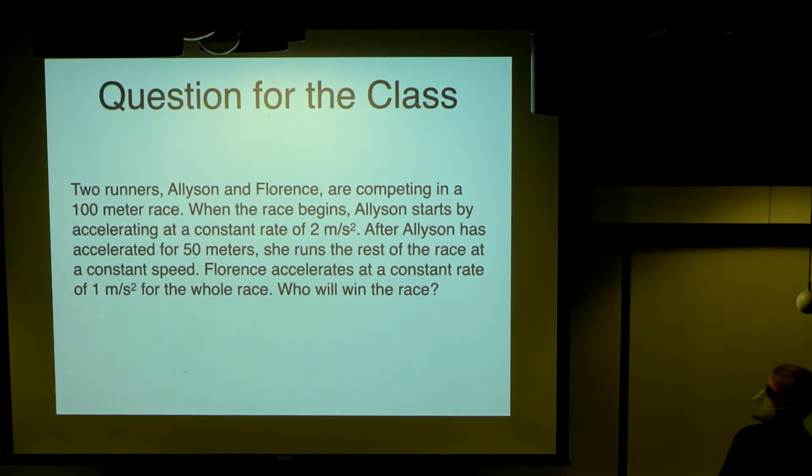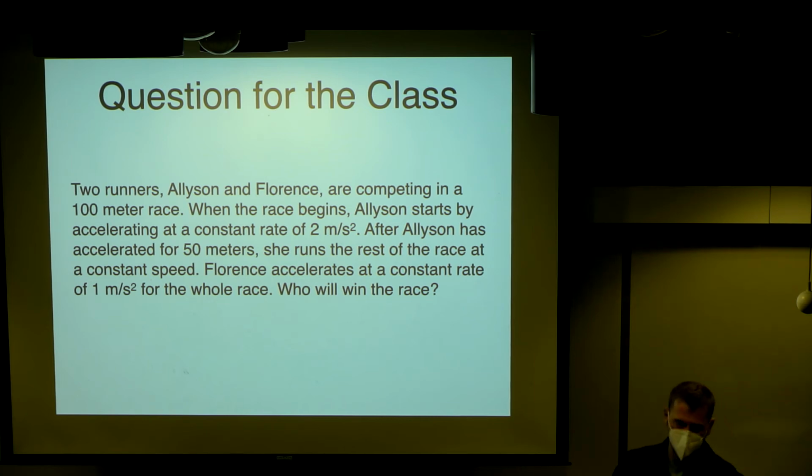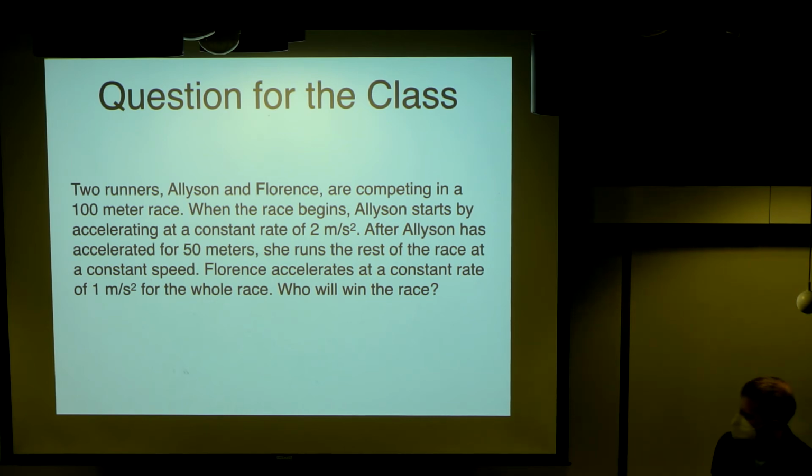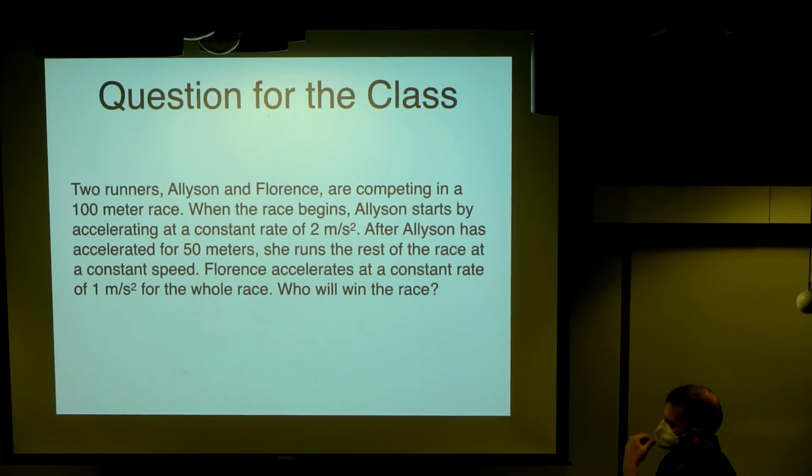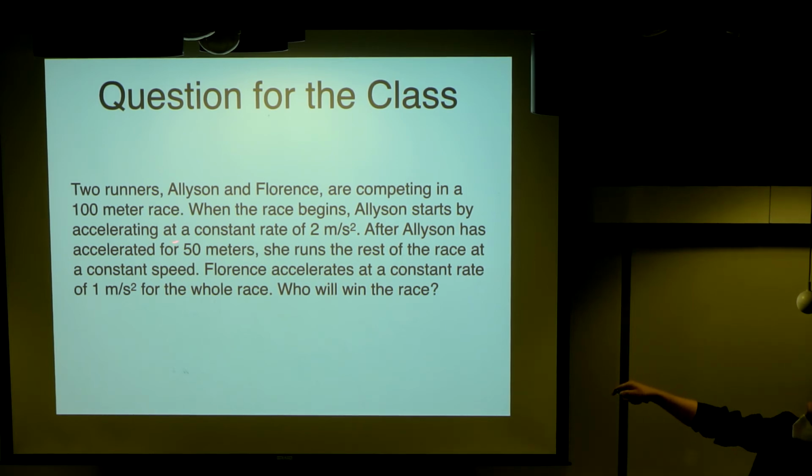All right, here's an example for you. We have two runners going by the names Allison and Florence, who are competing in the 100-meter race. When the race begins, Allison starts by accelerating at a constant rate of 2 meters per second squared. But after Allison has accelerated for 50 meters, she stops accelerating, and then the rest of the race, she just goes ahead and runs at a constant speed.